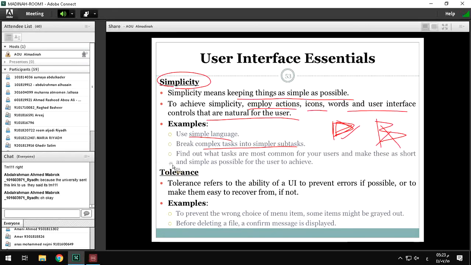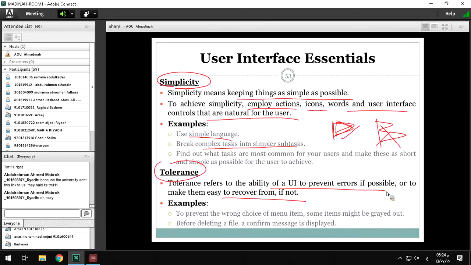The next is tolerance. Tolerance means the ability of a user interface to prevent errors if possible and make them easy to recover from. So tolerance means the system should be tolerable. If I make some mistake, the system will accept that mistake and say that you are not doing right, this is wrong, you have to do it like this. This is what tolerance is.